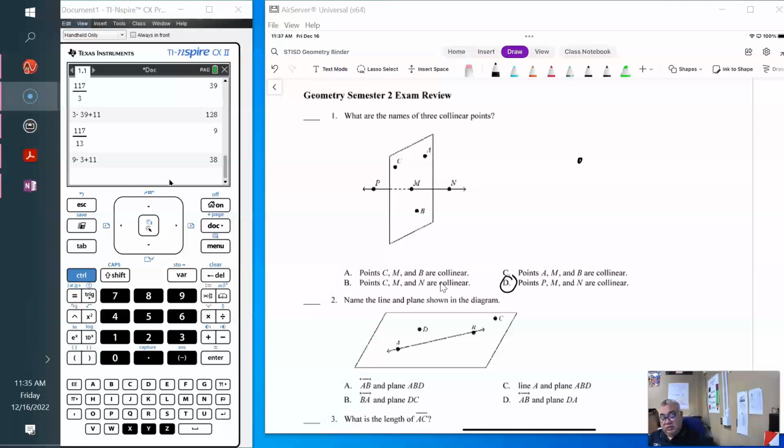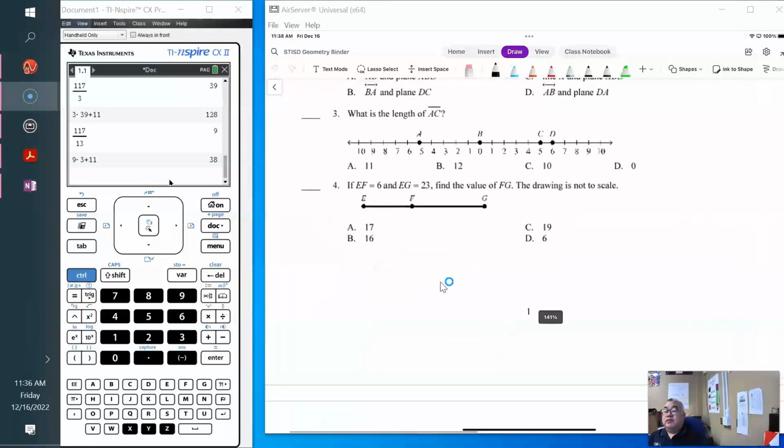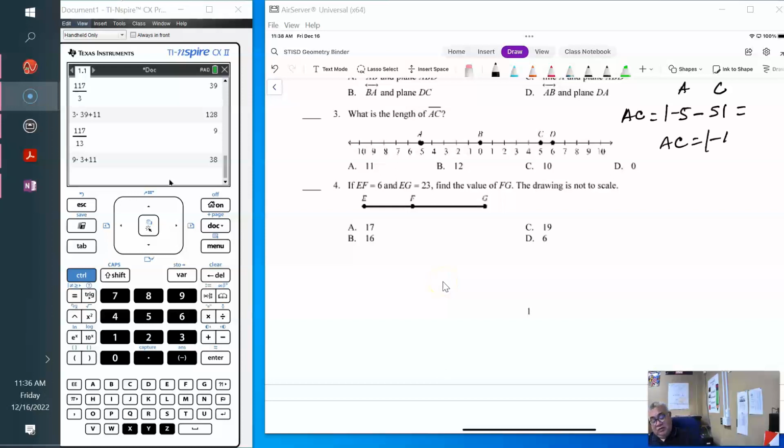One of the questions that's on the exam is how many lines go through 2 points? And the answer is 1. One line will go through 2 points. Number 3 is the odd one, and so the distance from A to C is going to be the absolute value of -10. So the distance from A to C is 10.